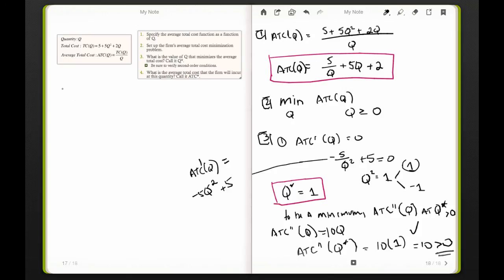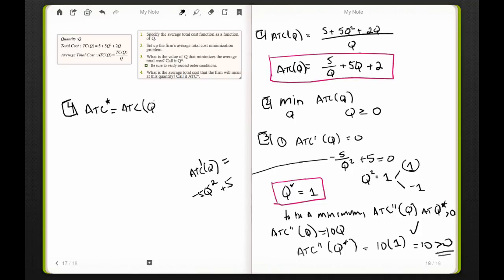And then finally, part 4 asks us, what is the average total cost that the firm will incur? Well, I'm just going to plug in what I know. The minimum average total cost is just that average total cost function evaluated at Q star. So I get 5 over 1 plus 5 times 1 plus 2, which yields 5 plus 5 plus 2, which equals 12.